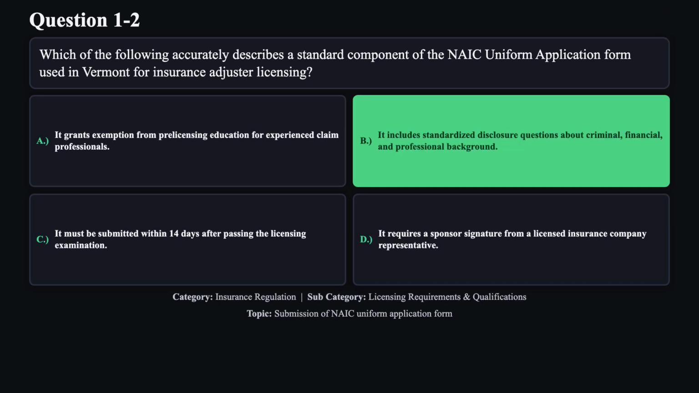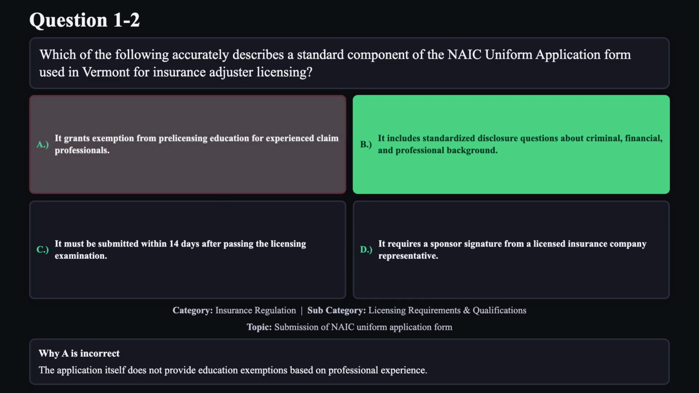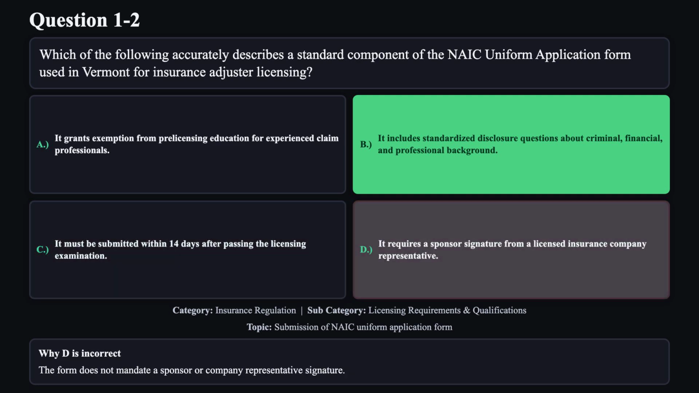The correct answer is B. The uniform application contains standardized background disclosure questions covering an applicant's criminal, financial, and professional history as required by the NAIC. Reason A is not correct. The application itself does not provide education exemptions based on professional experience. Reason C is not correct. There's no specified 2-week window for form submission following the exam. Reason D is not correct. The form does not mandate a sponsor or company representative signature.